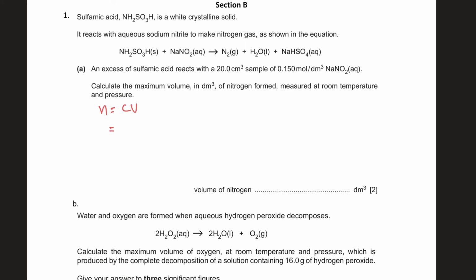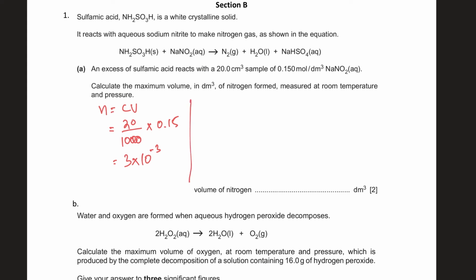Now, of course, there's no marks for the formula, but if you write the formula, it makes sure that you're on the right path, and it also allows the examiner to see what you're trying to achieve here. So 20 over 1000 is the volume of the solution, and 0.15 is my mol per dm cube concentration. That gives me 3 into 10 to the power of minus 3. It's perfectly fine to write it as decimals or in standard form, whatever you prefer.